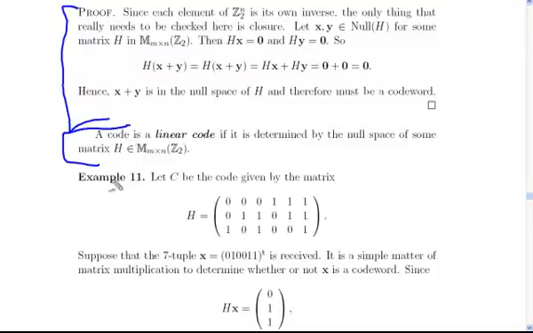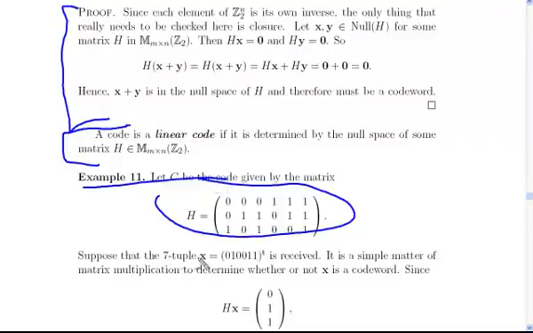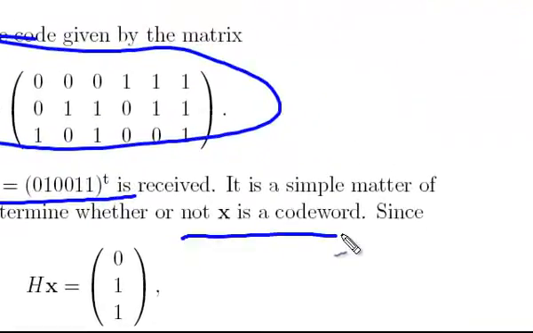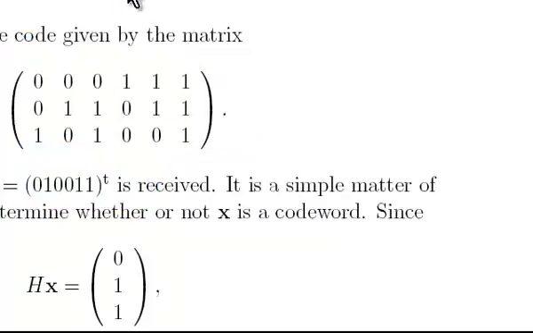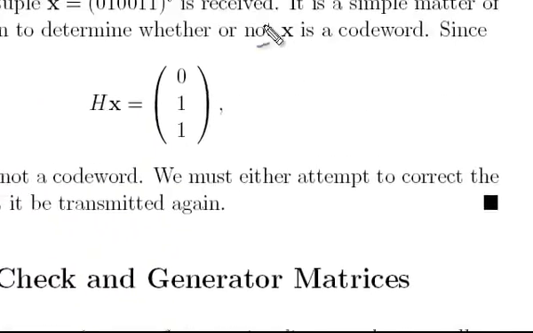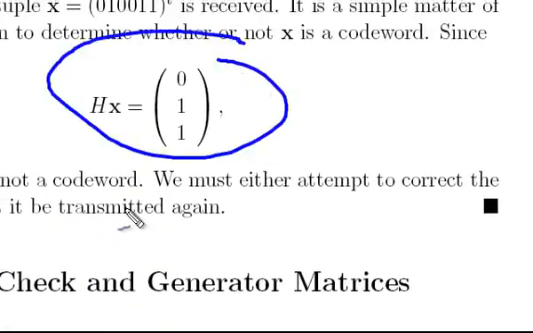Okay. All right, example, let's find the code determined by this matrix. Suppose this 7 tuple is received. It's a simple matter to determine whether or not this is a code word. All you have to do is check whether the product of this matrix with this vector is equal to 0. In this particular case, it turns out not to be a code word. We have to use decoding to find out what the correct code word is.